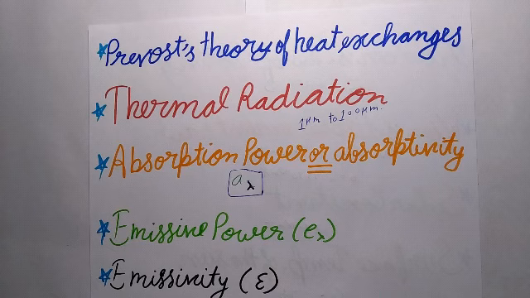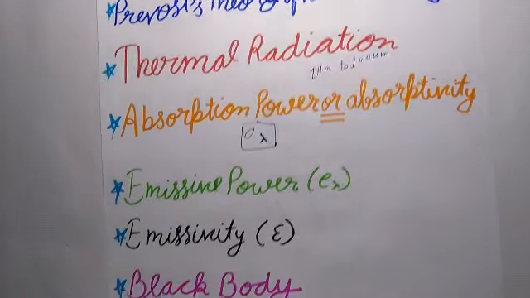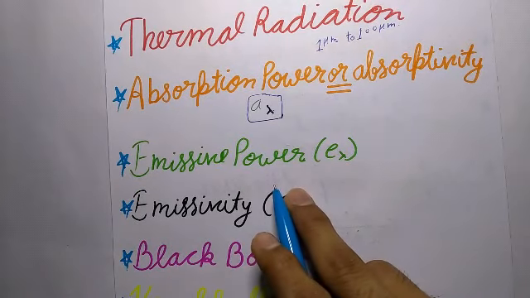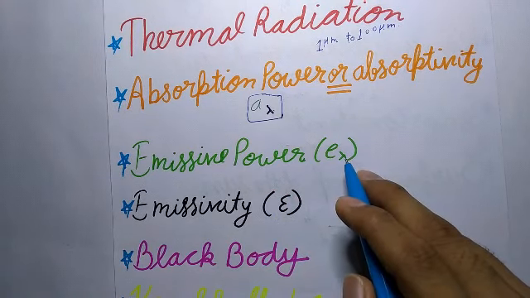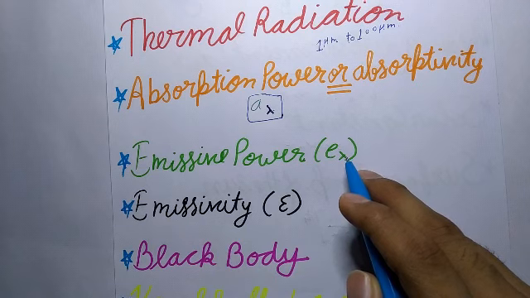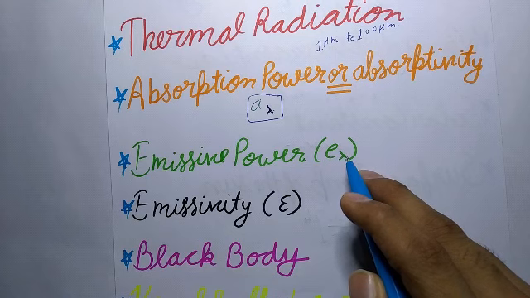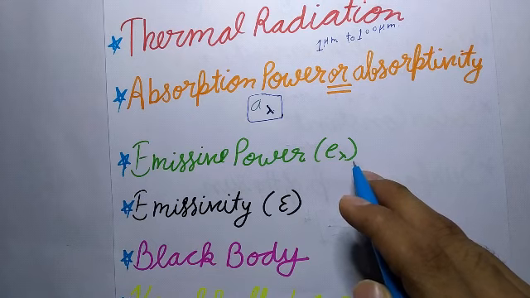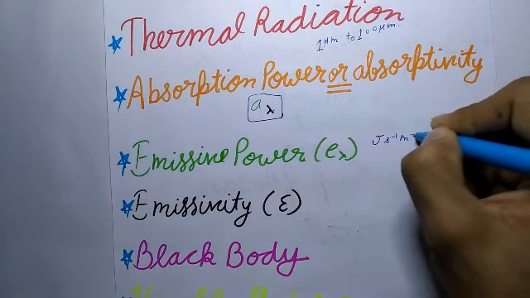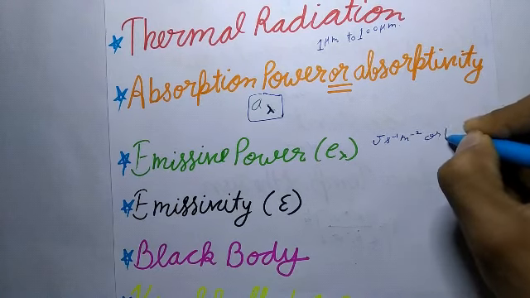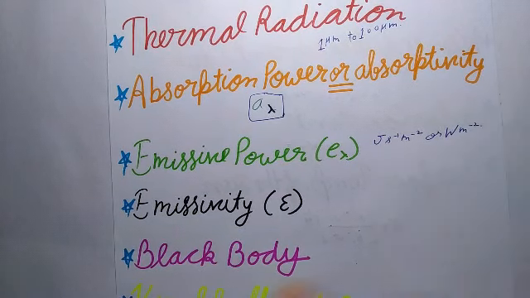It is a dimensionless quantity. Next is emissive power, which is represented by small e lambda. The emissive power of a body at a given temperature and for a given wavelength lambda is defined as the amount of radiant energy emitted per unit time per unit surface area of the body within a unit wavelength range around the wavelength lambda. Its SI unit is, or this can be written as.